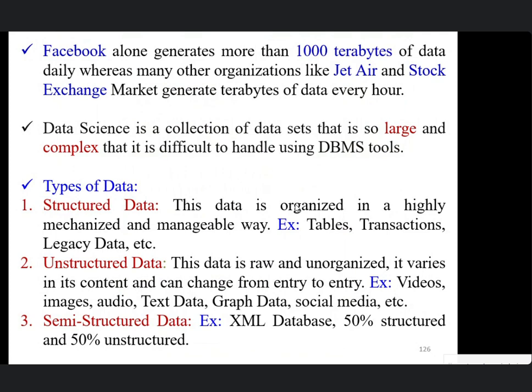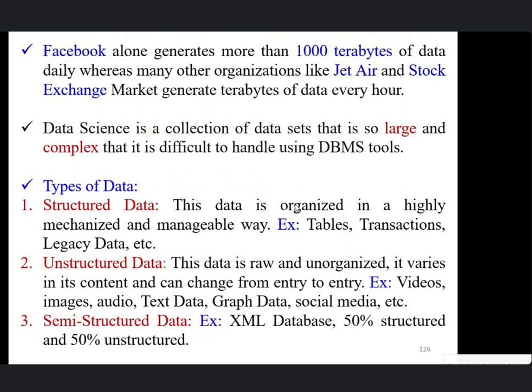We have three types of data: structured data, unstructured data, and semi-structured data. Structured data is nothing but data created with the help of relational database tools like SQL, MySQL, Teradata, DB2, and MS Access. We are creating tables, transactions, legacy databases, etc. There is a schema, a relation, a table, a procedure, and syntax. Based on that, we are creating the tables, transactions, and databases. That is called structured data.